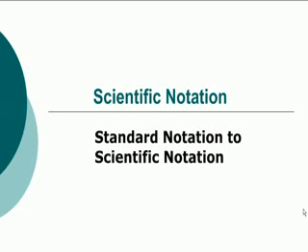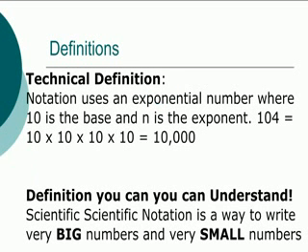This video is going to teach you how to take standard notation and change it into scientific notation. Let's review the definition of scientific notation again. Scientific notation is notation that uses an exponential number where 10 is the base and n is the exponent, which just means that it is a way to write very big numbers and very small numbers. So those are two different definitions, one that is very hard to understand and one that's easy to understand.